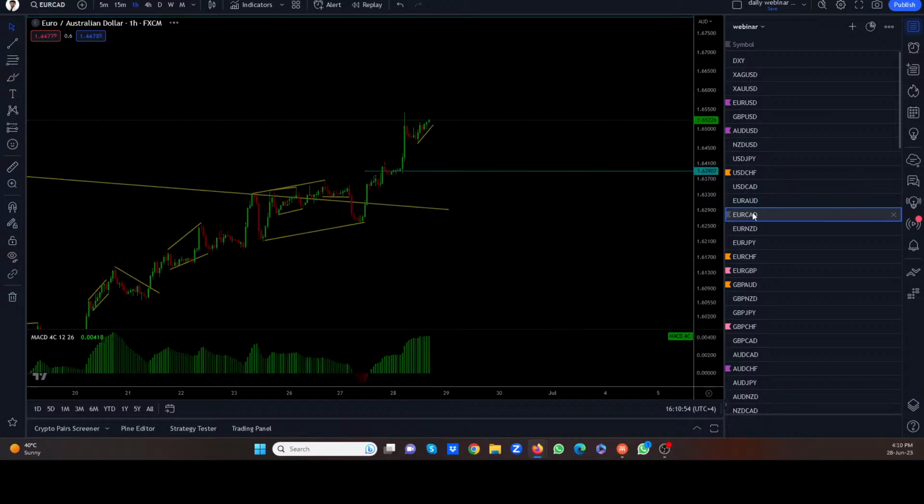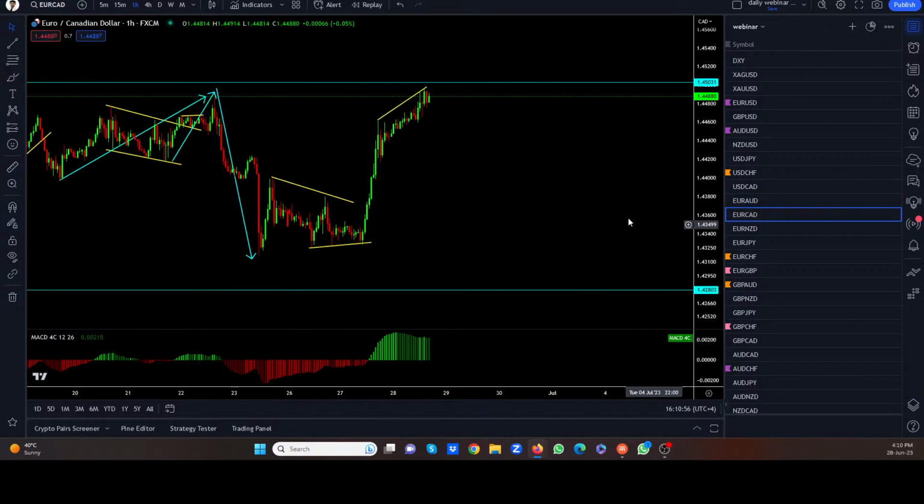And EuroCAD, nothing here. You actually wanted it to pull back. It didn't pull back, so we can't trade it. I want this to pull back here, give us this running flat, and then we can go for the trade. Didn't pull back, didn't get everything.